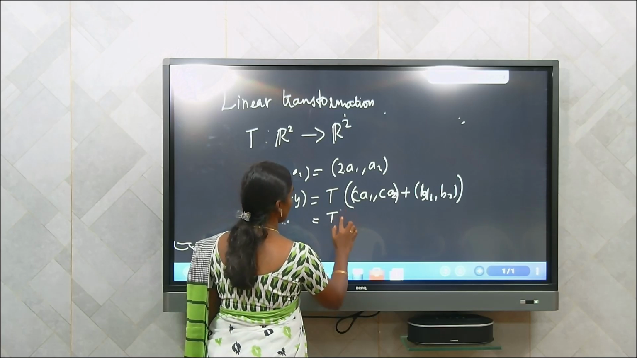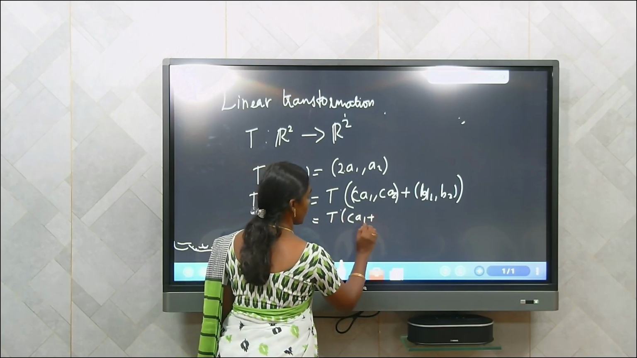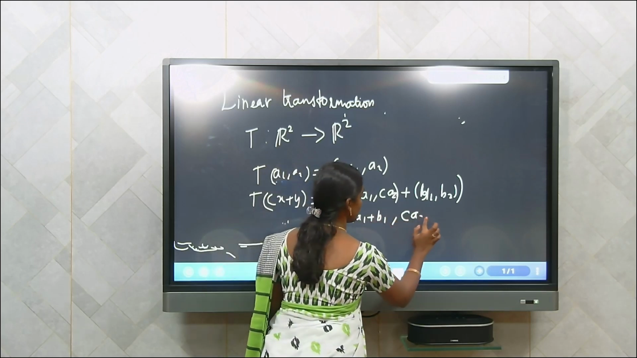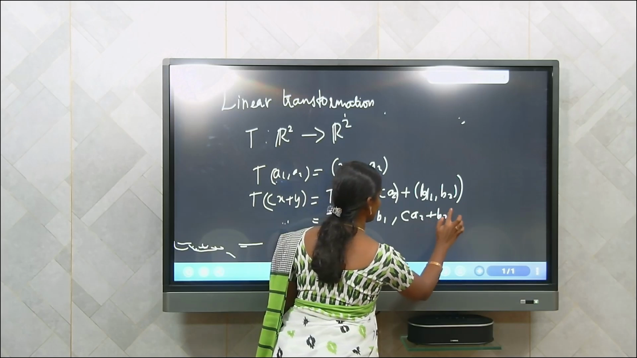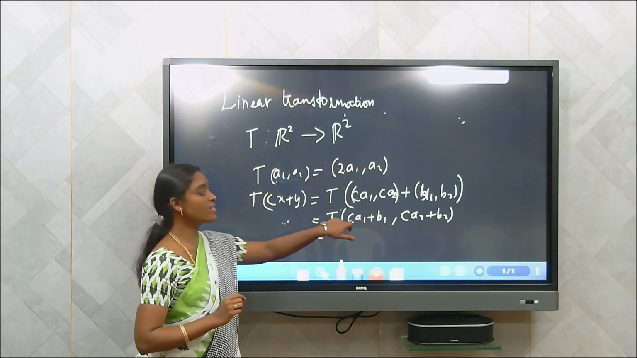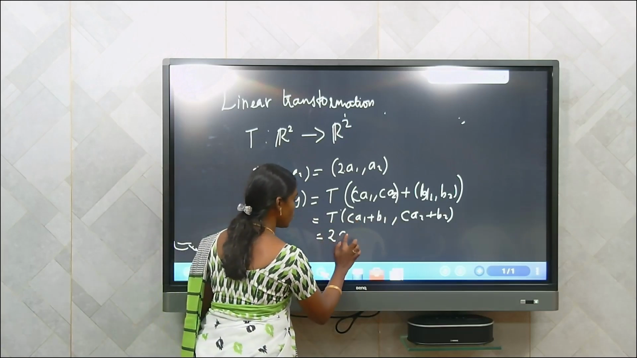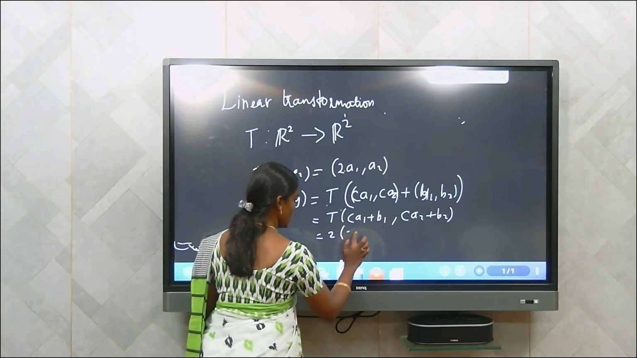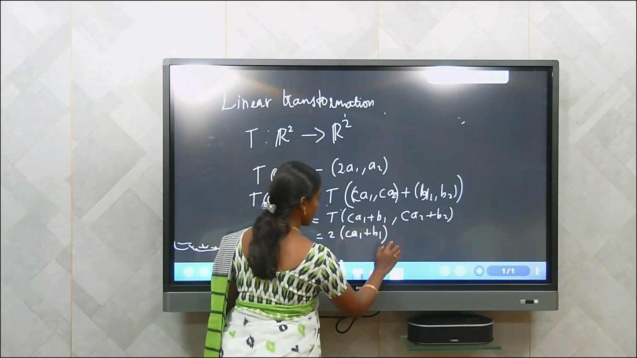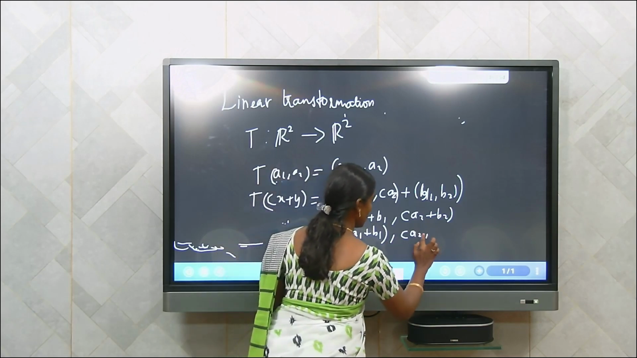This can be T of (ca1 plus b1, ca2 plus b2). And our linear transformation application is that the first component should be multiplied with 2. So that could be 2 into (ca1 plus b1), and the second component is ca2 plus b2.